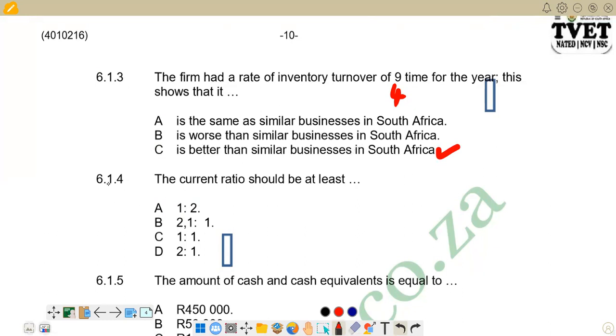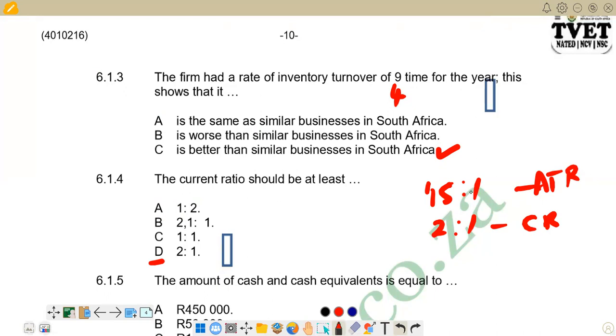Then we go to the next one, 6.1.4. It reads, the current ratio should be at least, right? This is a norm that we should know, that the current ratio should be at least 2:1. So 2:1 becomes the most appropriate. We have got the current ratio, and also we have got the acid test ratio. Both of them are liquidity ratios. You'd see that the acid test ratio should be at least 1.5:1, then the current ratio 2:1. So this one is the current ratio, and this one is the acid test ratio.